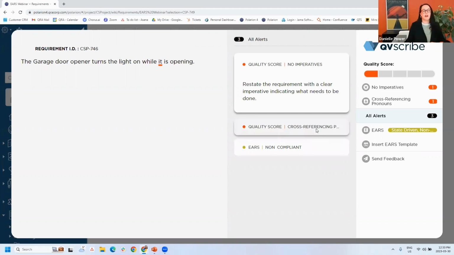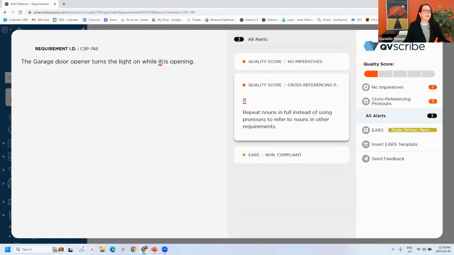The other problem is cross-referencing pronouns. We're using "it." I think I understand they're talking about the garage door, but it's always important that we give the proper unique name of a term or entity. Sometimes people don't do this because it's repetitive, but when it comes to requirements, that's a good thing. You need to be consistent with your language and terms. This can be quite ambiguous. If this requirement is pulled out of this document and given to someone, they might not understand it fully. So it's really important that we give proper names to nouns.